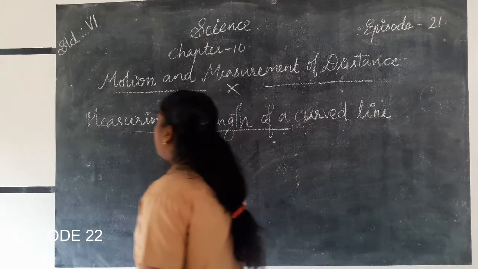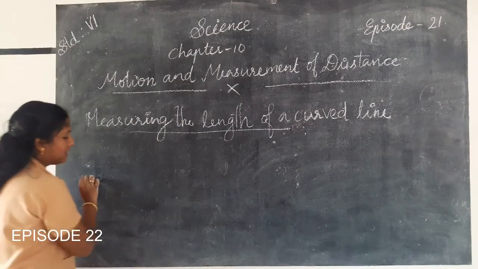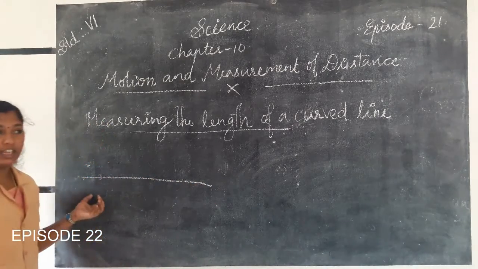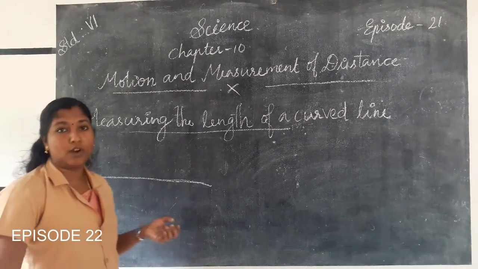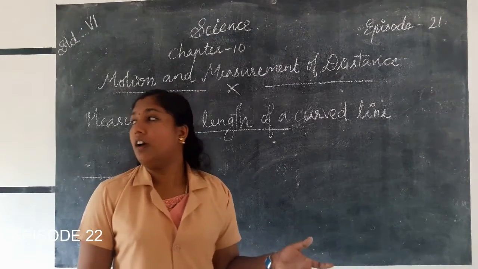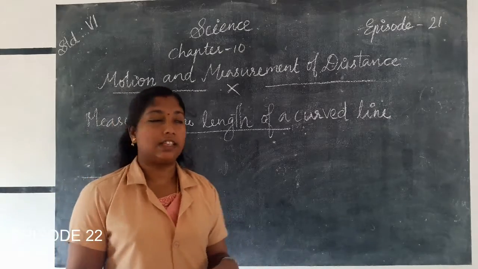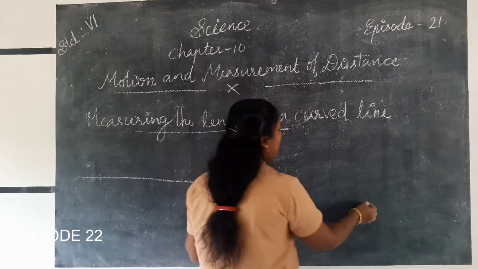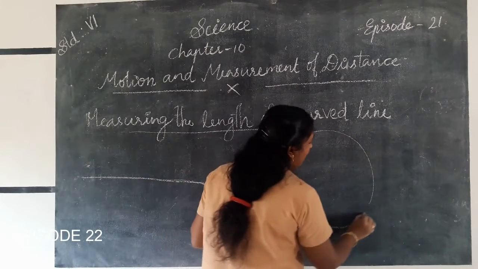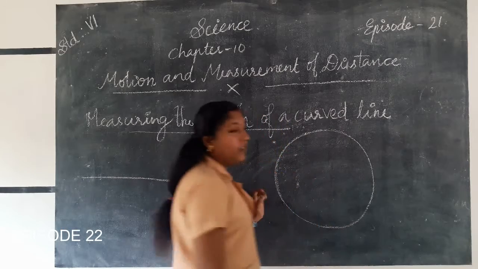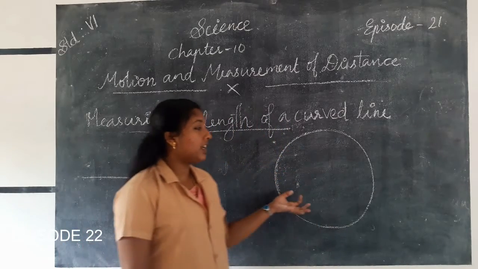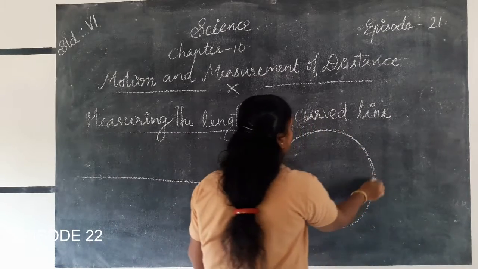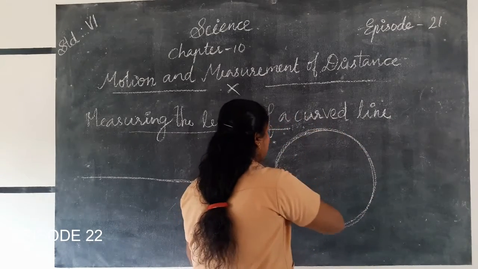We can measure the length of a straight rod, or the length of a blackboard. We can measure the length of a house plant, or some long objects with the meter scale. But we cannot measure the length of a curved line. How can we measure the length of a circle? We cannot measure the length of a circle with the help of a meter scale.